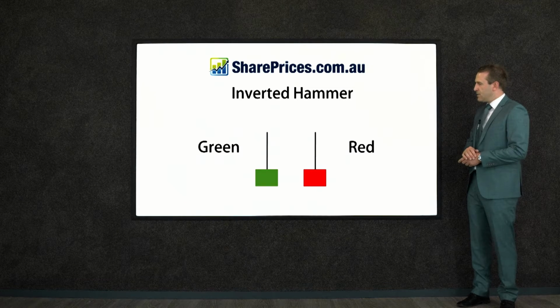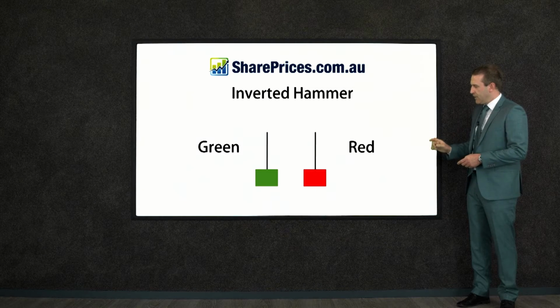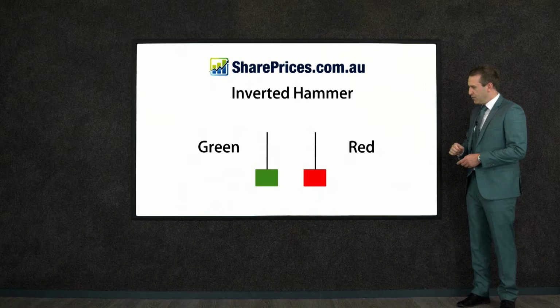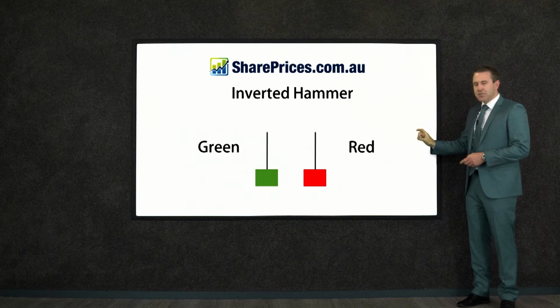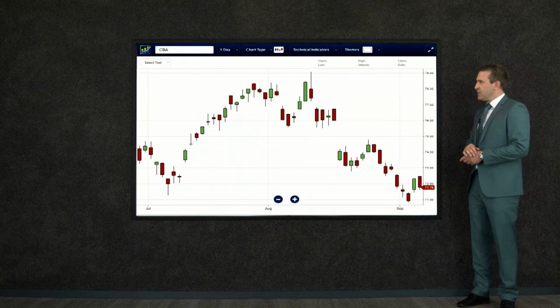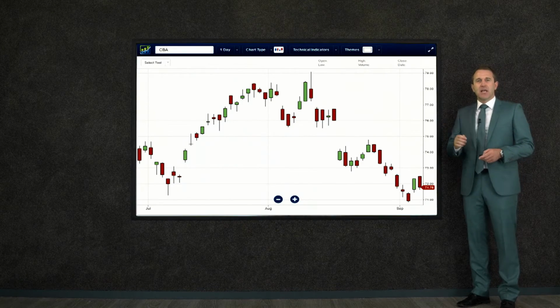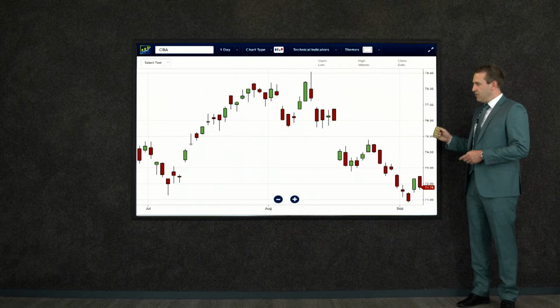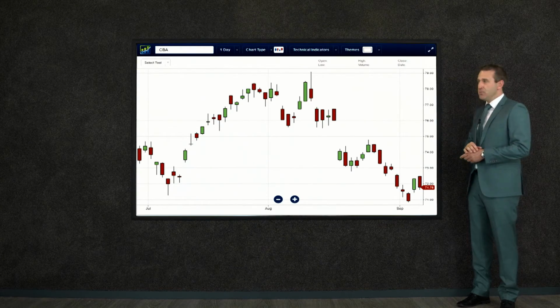Let's have a look side by side. This time the inverted hammer, the green and the red. Green is good, red not so good. Small body, close opening and closing price, and one long wick and to the north. Let's have a look now at a one-day chart. So this means every single one of these candlesticks on this SharePrices.com.au chart represents 1 day's worth of share price movement, whether it's green or red.